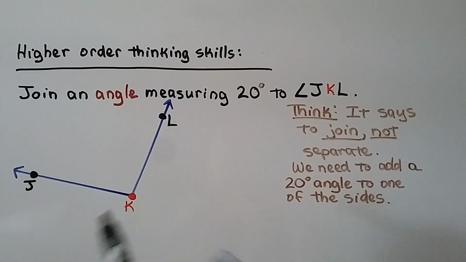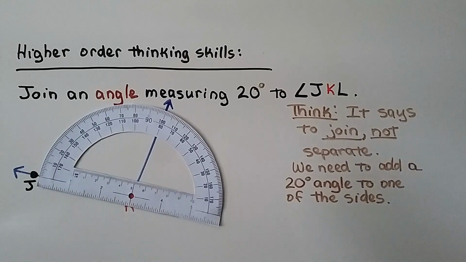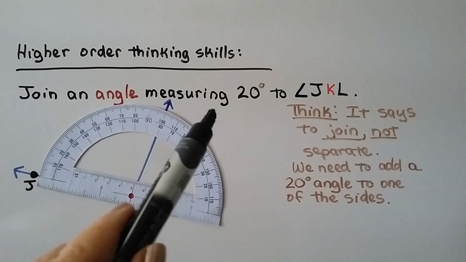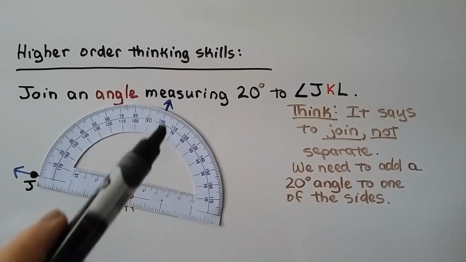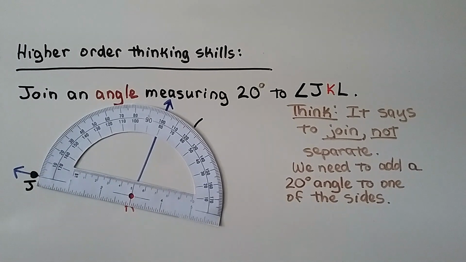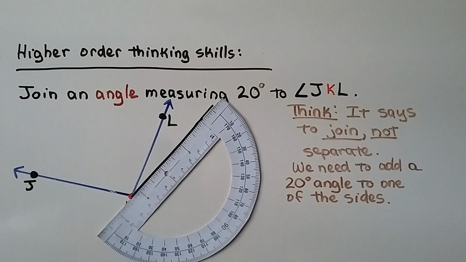We can line up vertex K with the center of our protractor like this. It's opening to the left, so we can use 0 on the left of the protractor and line up this ray with the 0 line. So if that's 0, we're going to use the outside scale, 10, 20, 30, 40, 50, 60, 70, 80, 90. It's at 100 degrees. We need to add 20 more degrees for an angle, so we just go to 110, 120, and we put a little mark. And now we can use the straight edge to connect the vertex and our mark. We draw our ray with the straight edge.